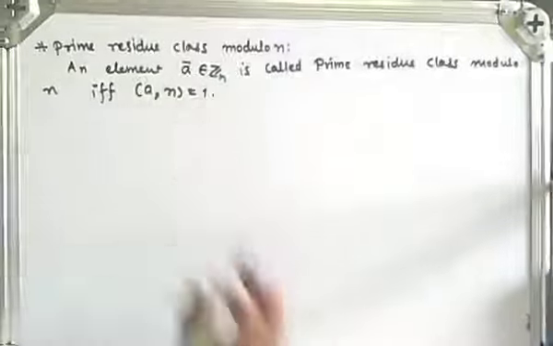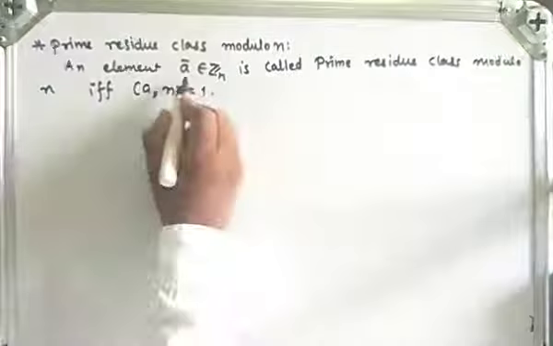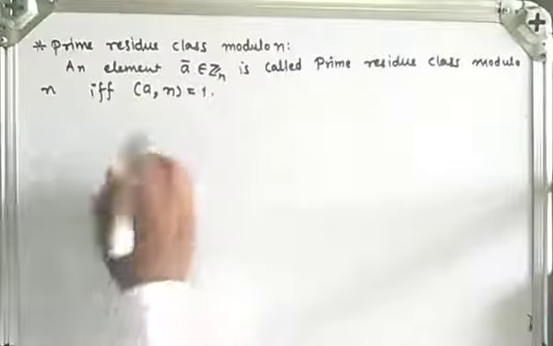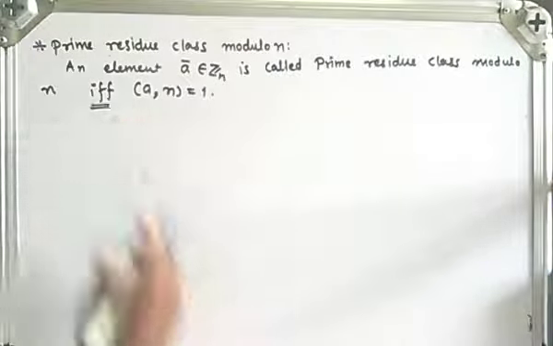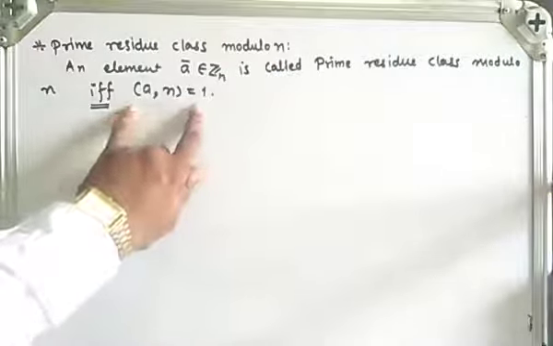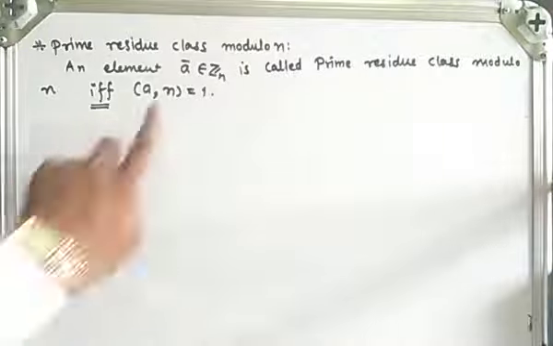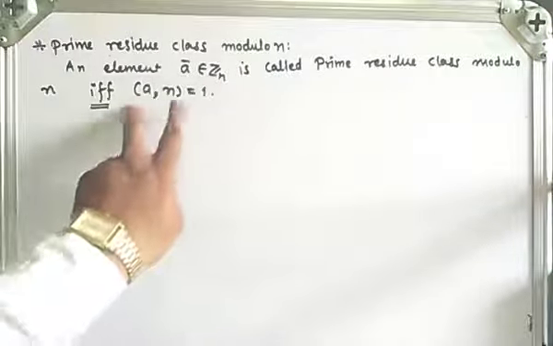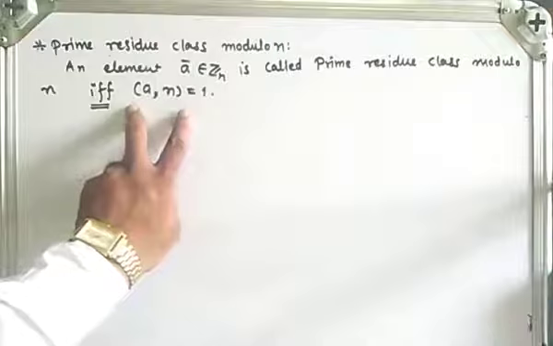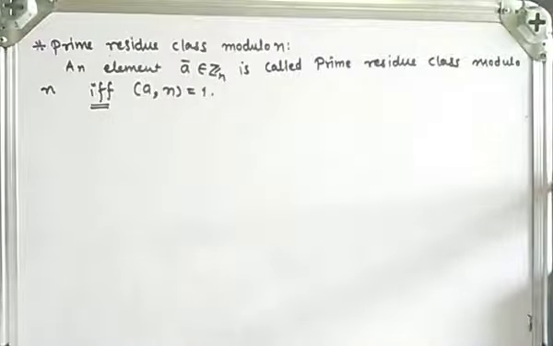It means a bar belongs to Zn is called a prime residue class modulo n if and only if GCD of a and n is equal to 1. So this is the if and only if case. If we have GCD of a and n equal to 1, then we say that a bar is a prime residue class modulo n. And if a bar belongs to Zn and GCD of a and n is equal to 1, this is the condition for a prime residue class.